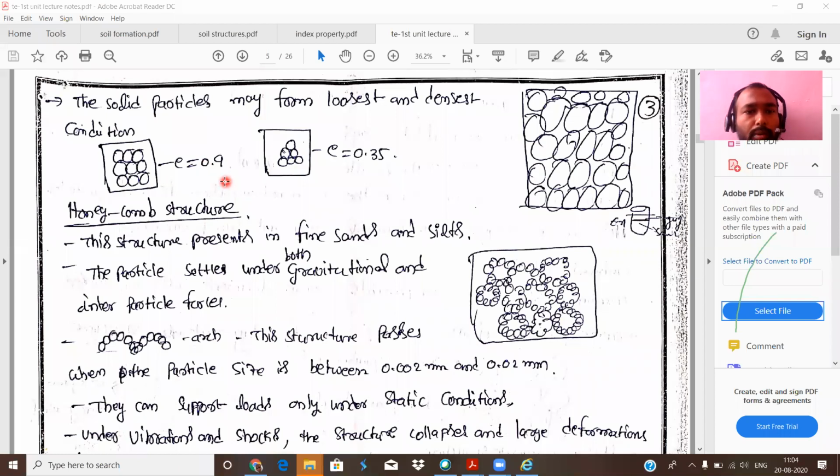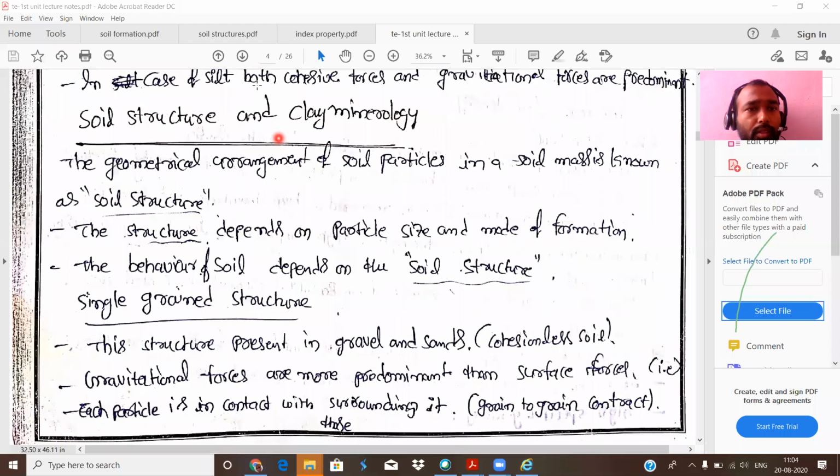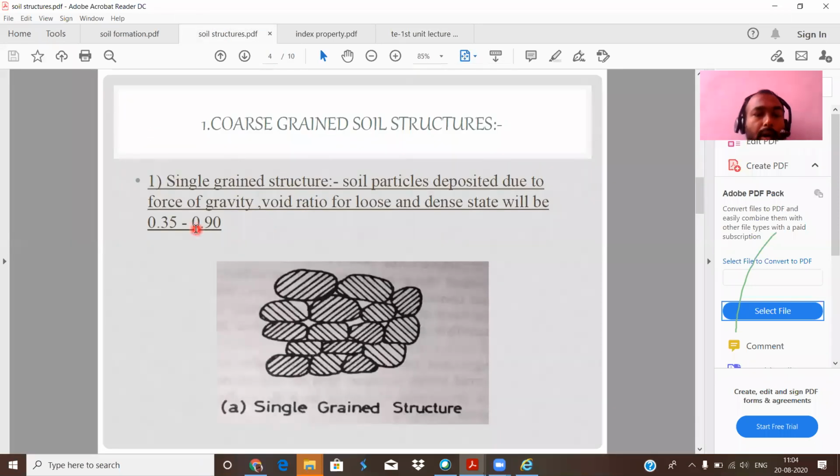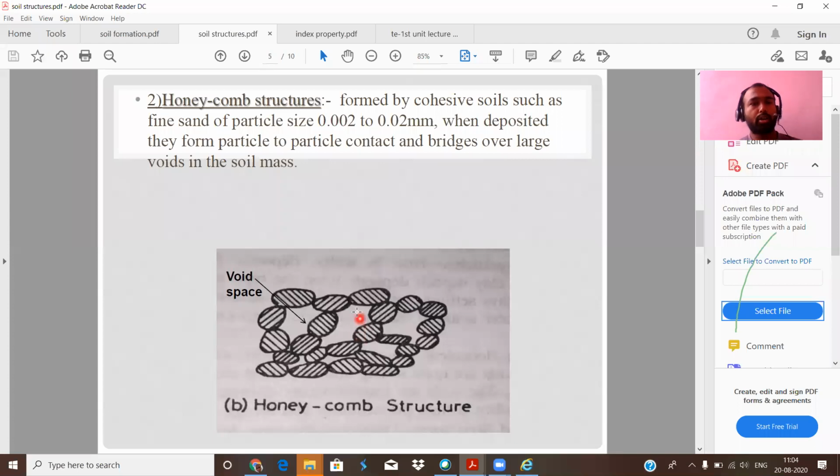Okay, so this type of structure is present. This is the reason why void ratio ranges from 0.35 to 0.9. The main single grain structure is only due to the gravitational force and angle of internal friction between the particles. The void ratio may range from 0.35 to 0.9 due to loosest state to densest state. Okay, next one, honeycomb structure.